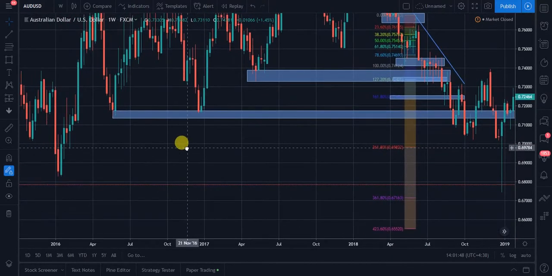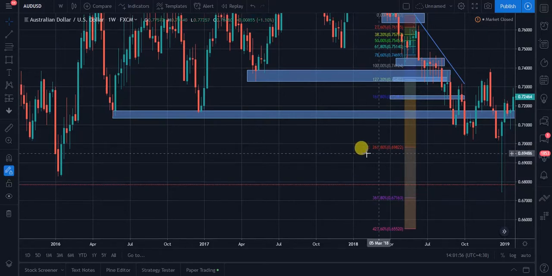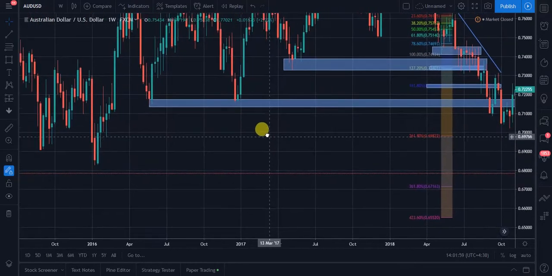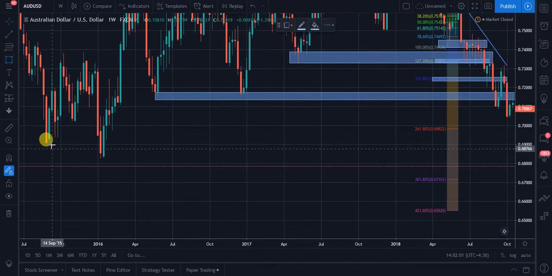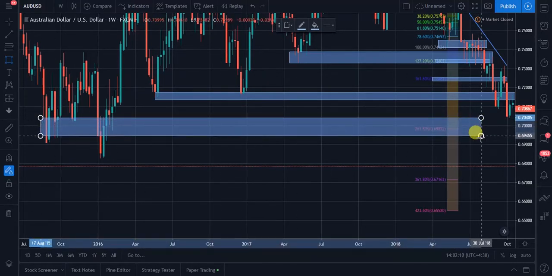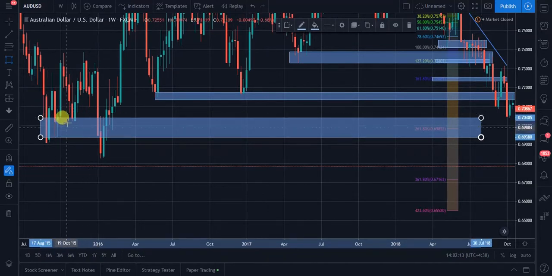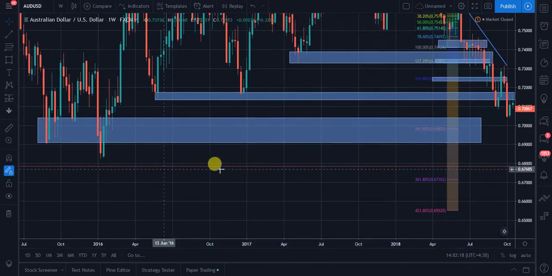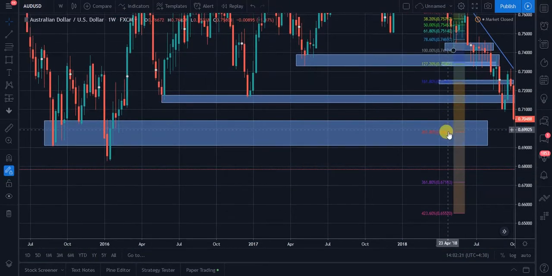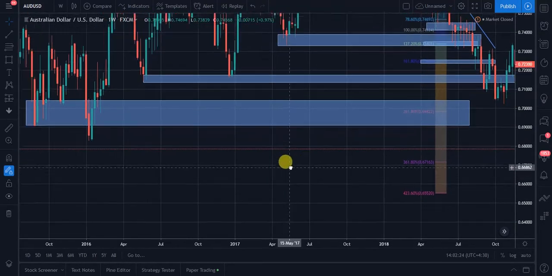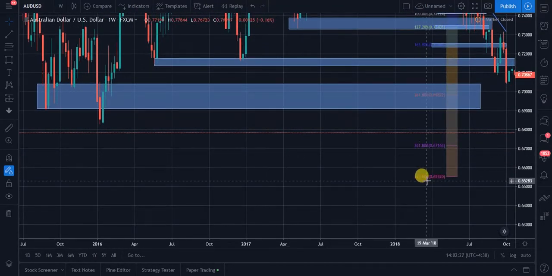So we also have other levels like 261%. That's our next level, our next profit target. You can use it for the next target, as we can see some support here. There are some support zones. You can also use this. So here is our next target, and the next one is 361 and this.